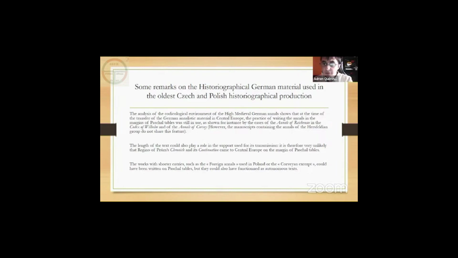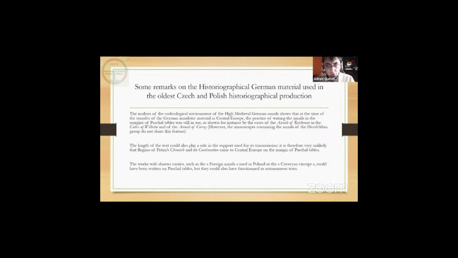However, we must state that the manuscripts containing the annals of the Erzfeldian group do not share this feature. They were not written on margins of Paschal tables. We must also add that the length of the text could also have played a role in the support used for its transmission. Therefore, it is very unlikely that Reginus of Prüm's Chronicle, which is a very extensive text where an annalistic entry is about one or two pages in modern edition, could have been written in the margin of Paschal tables because it was simply too big for that.